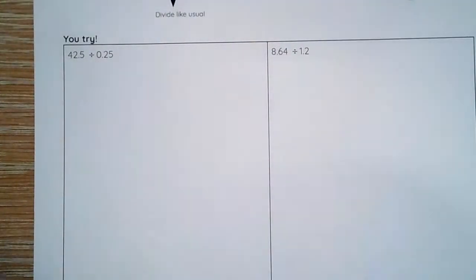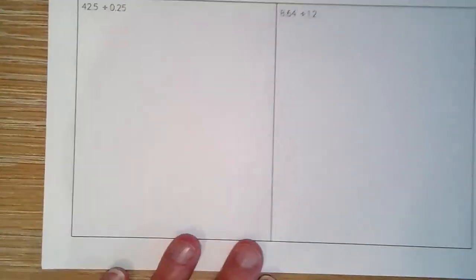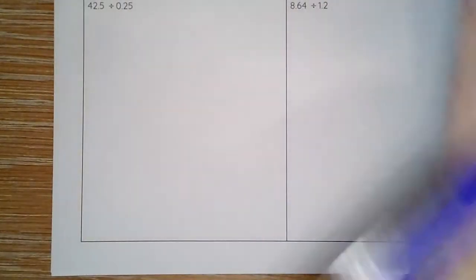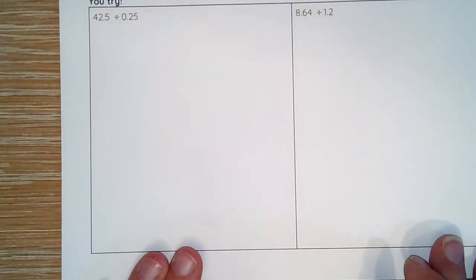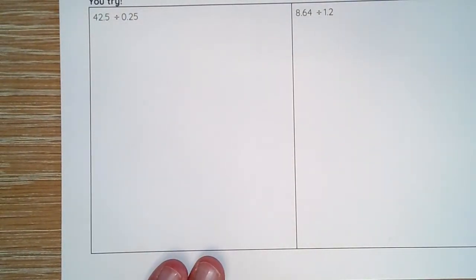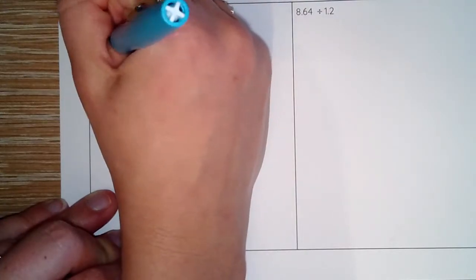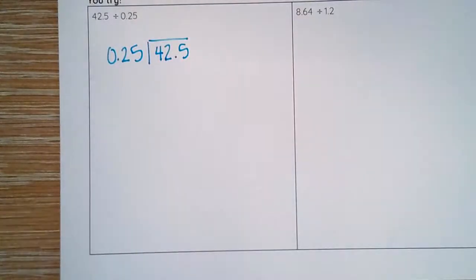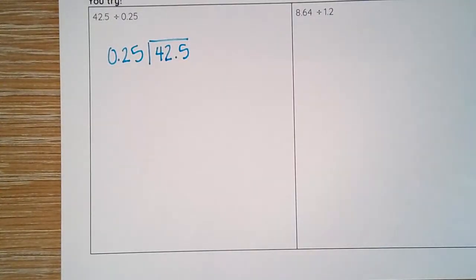All right, let's try another example here. I've got 42 and 5 tenths divided by 25 hundredths. Which one of those is the divisor? Well, I go ahead and set up my problem here. 42 and 5 tenths divided by 0 and 25 hundredths.